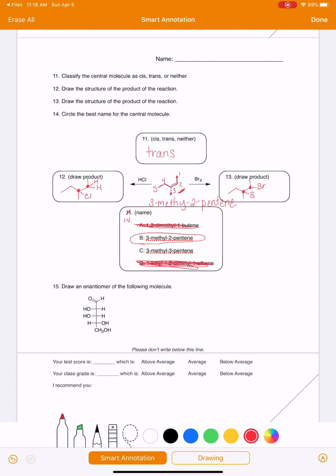And the last one on this page, we're supposed to draw the enantiomer of this molecule. When we are drawing an enantiomer, the easiest way to draw an enantiomer of a Fischer projection is to just draw everything backwards. Just drawing a total mirror image. CH2OH.